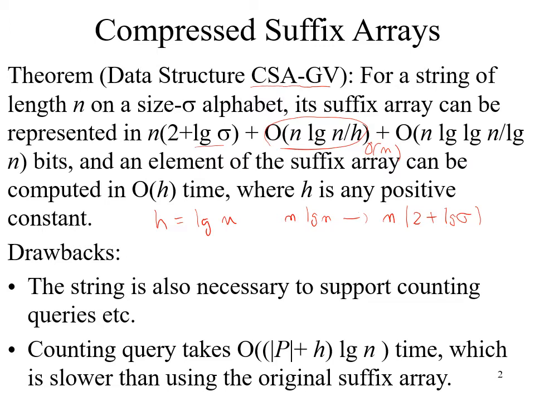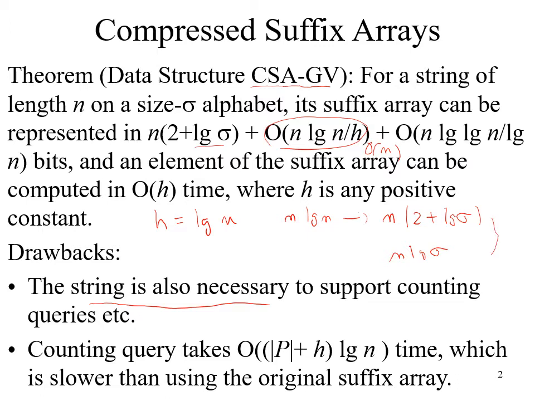This is a very good data structure for compressing suffix arrays, but there are some drawbacks. One is if we do pattern search, we also need the string itself, because this data structure is just to compress the suffix array, and the pattern search algorithm using suffix array also needs the string itself. And the string uses another n log sigma bits. So the space is doubled.